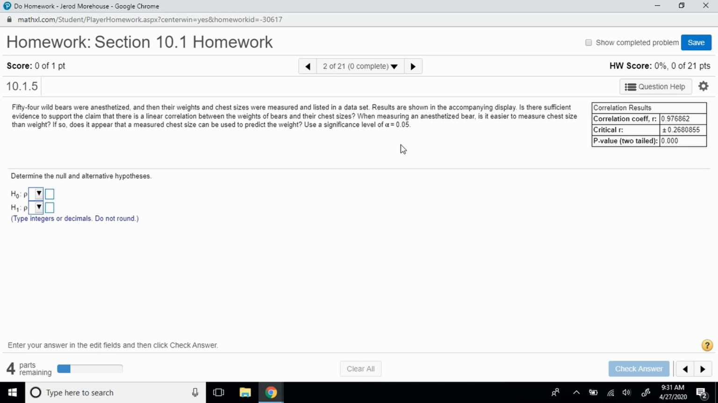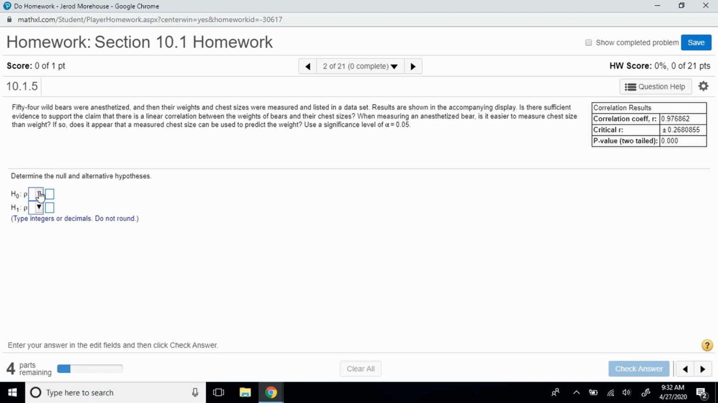54 wild bears are anesthetized, and then their weights and chest sizes are measured and listed in a data set. Results are shown in the accompanying display. Is there sufficient evidence to support the claim that there is a linear correlation between the weights of bears and their chest sizes? When measuring an anesthetized bear, it is easier to measure chest size than weight. If so, does it appear that a measured chest size can be used to predict the weight? Use a significance level of alpha equals 0.05.